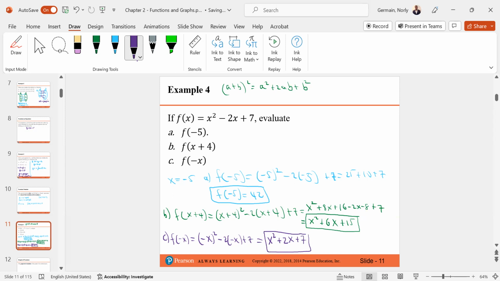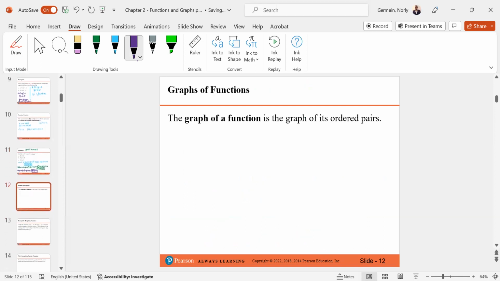As you can see, the first one gives us a real number. B and C give us an expression because we don't know the value of x, but we can always substitute for it. All right? Questions about it? You're not here to ask me questions, so feel free to contact me for any questions and I'll be happy to answer them.